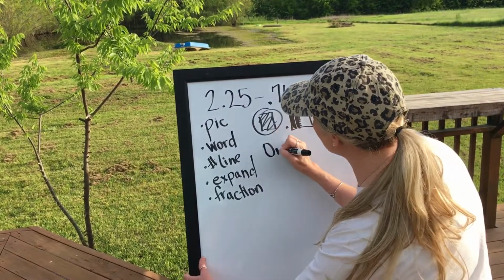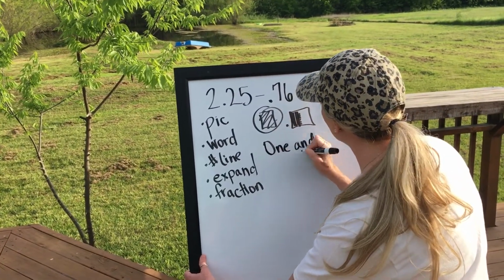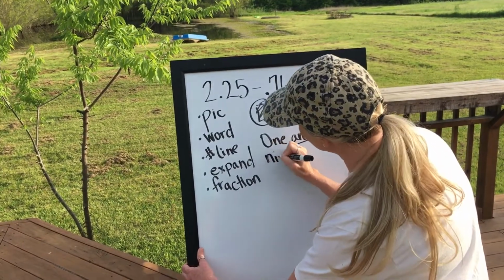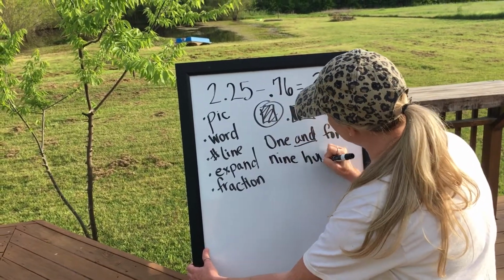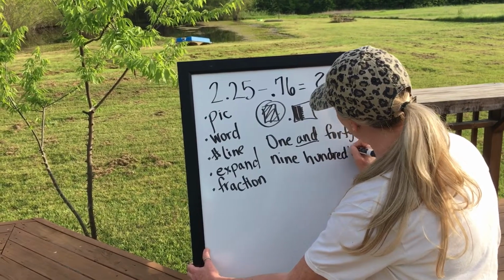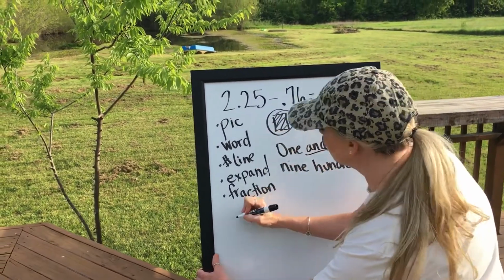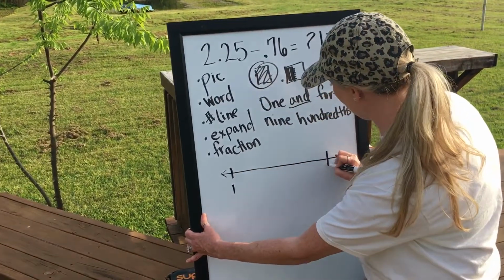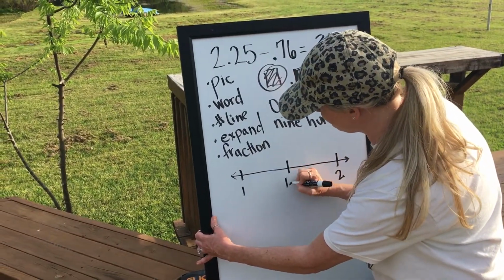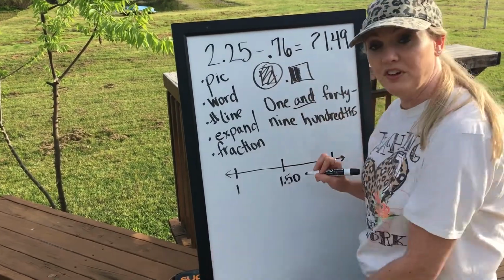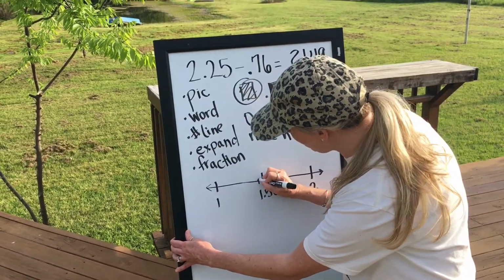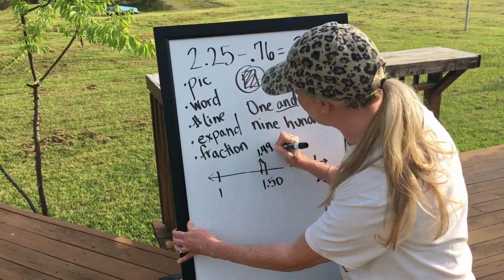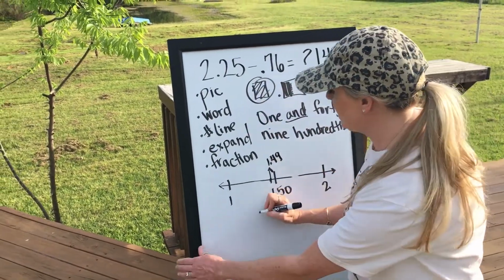Your word form would be 1 and 49/100. Your number line, you might want to put this between a 1 whole and a 2 whole, and you might want to mark the 1 and 50/100, and you know you would go 1 tick mark over to get 1 and 49/100.